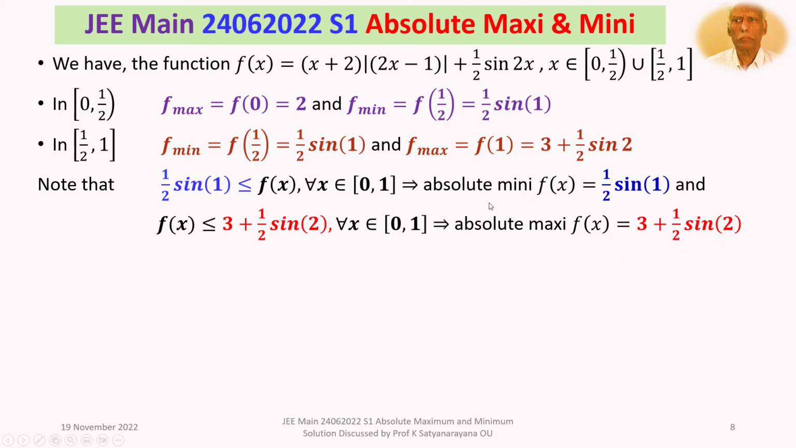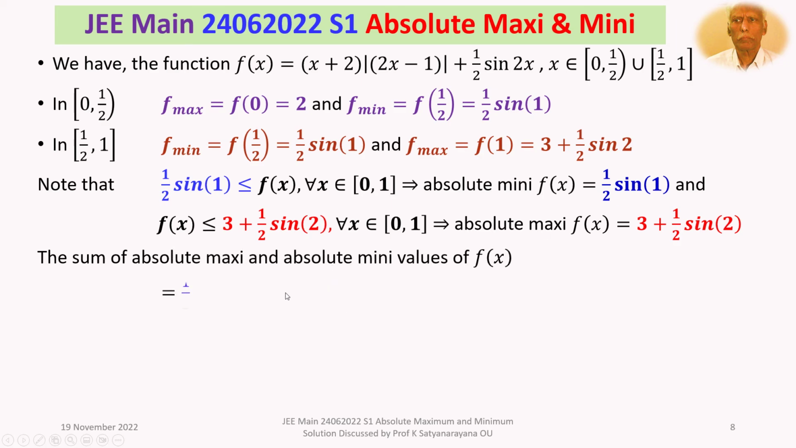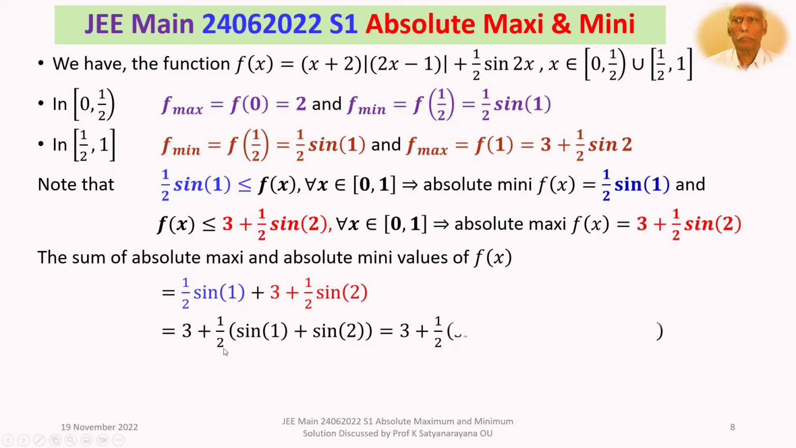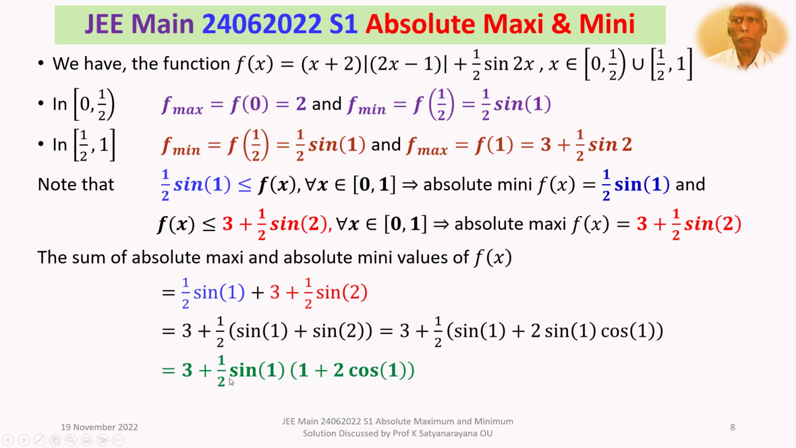Now, the question asks for the sum of the absolute minimum and absolute maximum values of f(x). So you have to add these two, and that will be 1 by 2 sine 1 plus 3 plus 1 by 2 sine 2. So 3 plus 1 by 2 is taken common, and that will be sine 1 plus sine 2. For sine 2, we write 2 sine 1 cos 1 to get the form of the answer. So we take sine 1 common, and that will be 3 plus 1 by 2 sine 1 into (1 plus 2 cos 1).